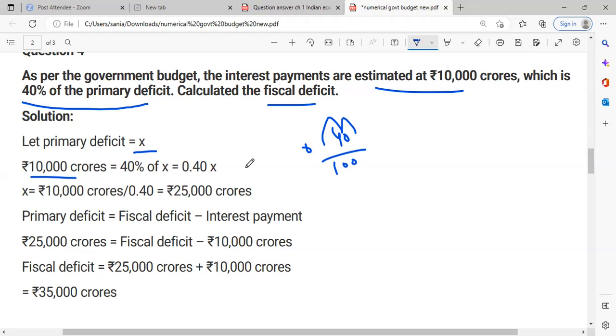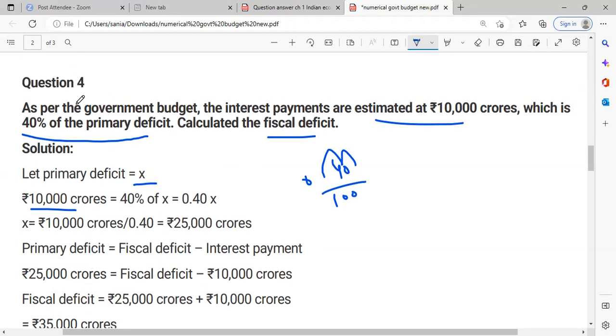How did 10,000 come from? They are saying, as per the government budget, the interest payment is this, and this is equal to 40% of primary deficit. That's why they are equal. And from here, you will put everything like this and you will get your X is 25,000. X is your primary deficit.